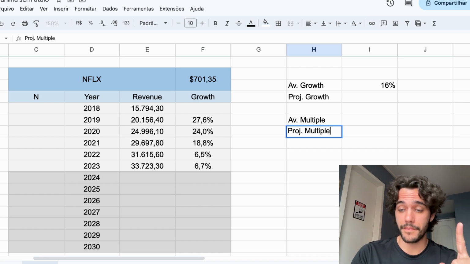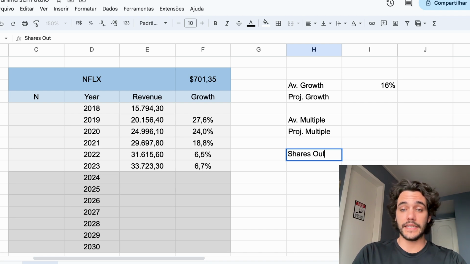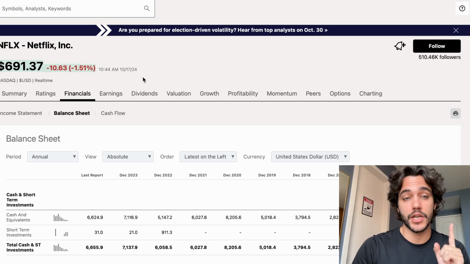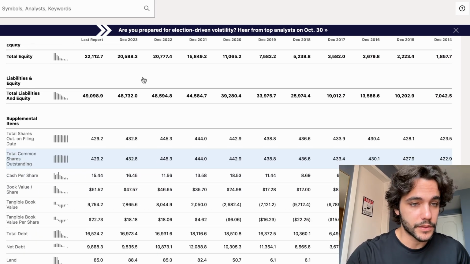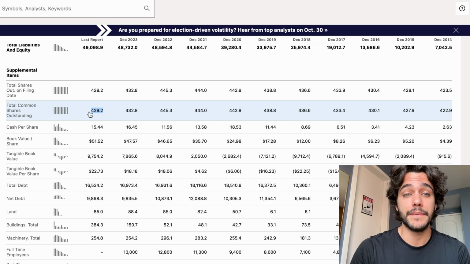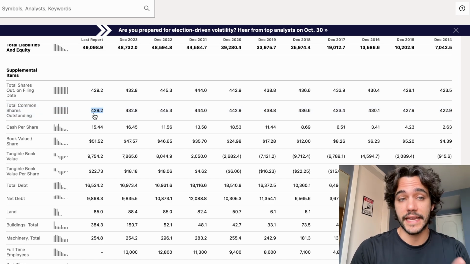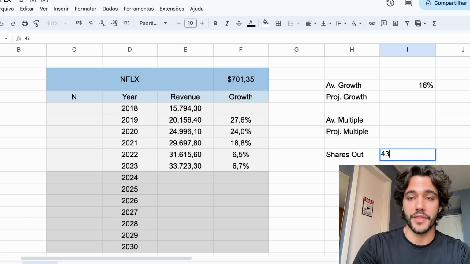We are almost there. And now we have to find how many shares outstanding Netflix has, which according to Seeking Alpha is around, Netflix has around 430 million shares outstanding. So let's write this here, 430.